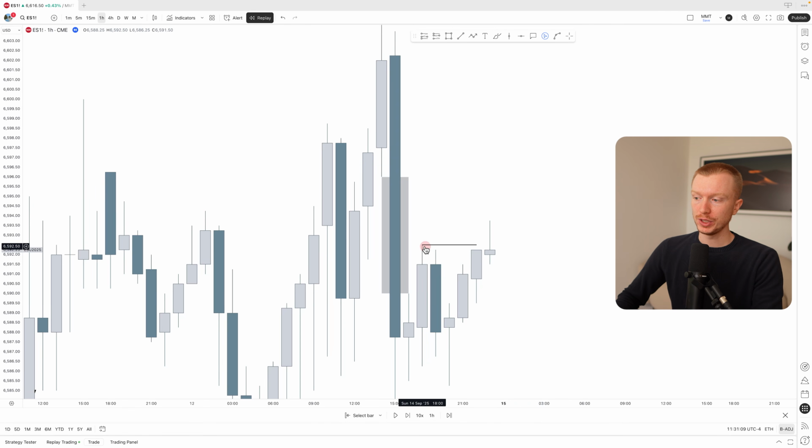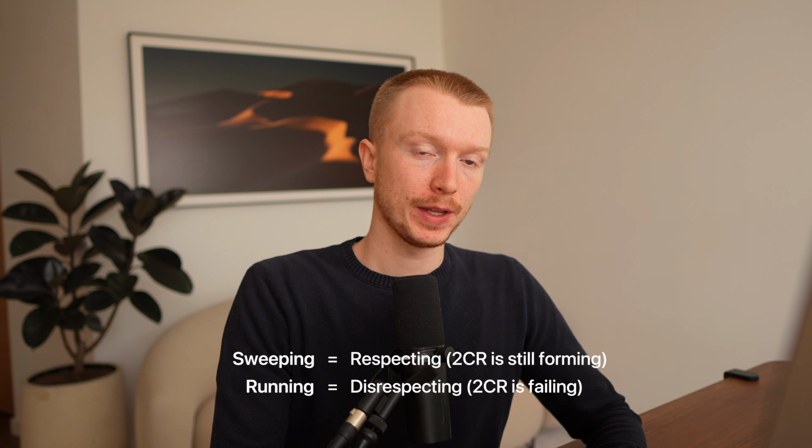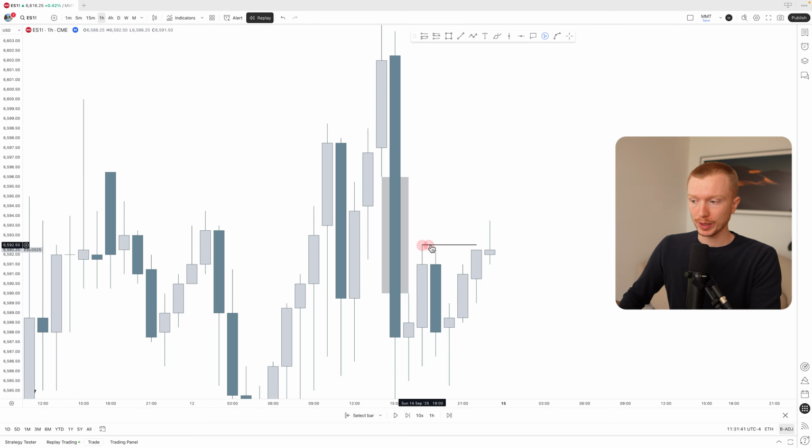When we are respecting this PDA, that means 2 candle rejection is still intact. So it's still forming. We could, for example, see the second candle be a rejection right here to continue lower. If that happens, we are still respecting that swing high. So running that swing high is the same as disrespecting that swing high. And disrespecting this swing high right here is when 2 candle rejection is failing.